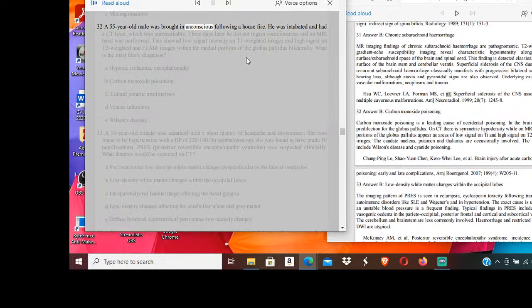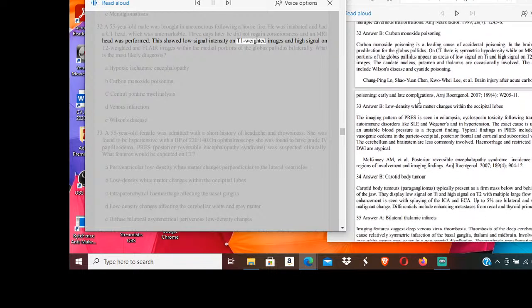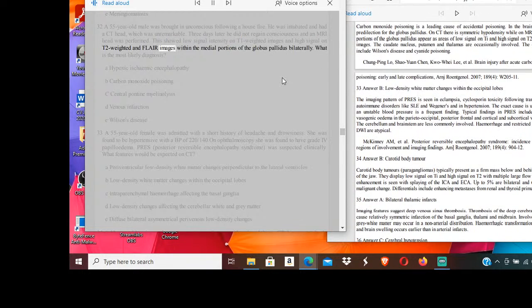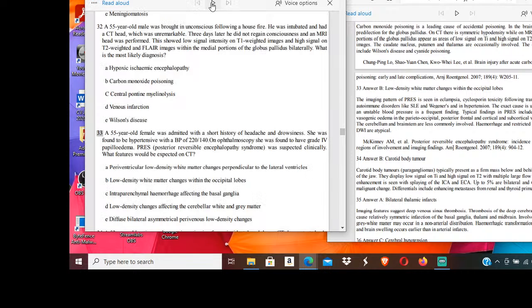A 55-year-old male was brought in unconscious following a house fire. He was intubated and had a CT head, which was unremarkable. Three days later he did not regain consciousness, and an MRI head was performed. This showed low signal intensity on T1 weighted images, and high signal on T2 weighted and FLAIR images within the medial portions of the globus pallidus bilaterally. What is the most likely diagnosis? A. Hypoxic ischemic encephalopathy, B. Carbon monoxide poisoning, C. Centropontine myelinolysis, D. Venous infarction, E. Wilson's disease.